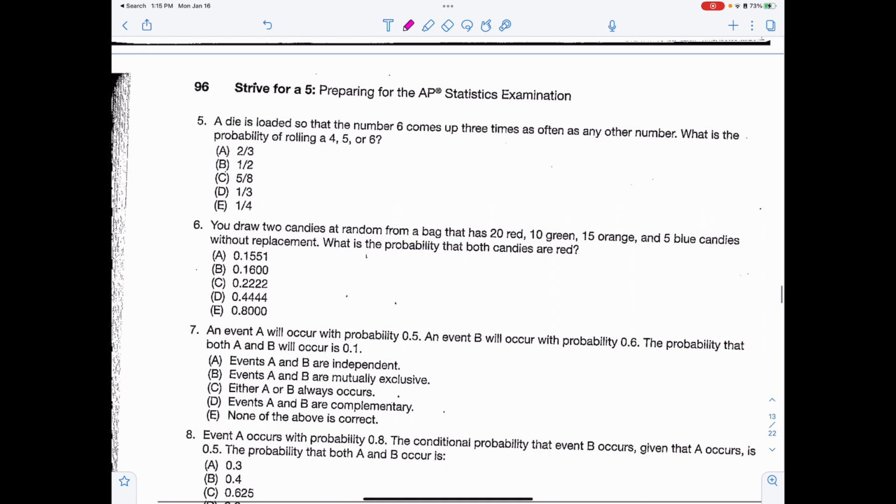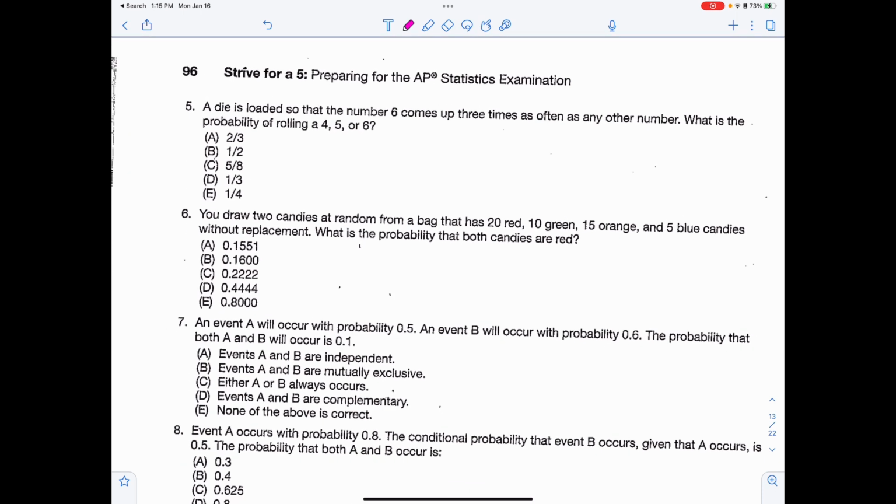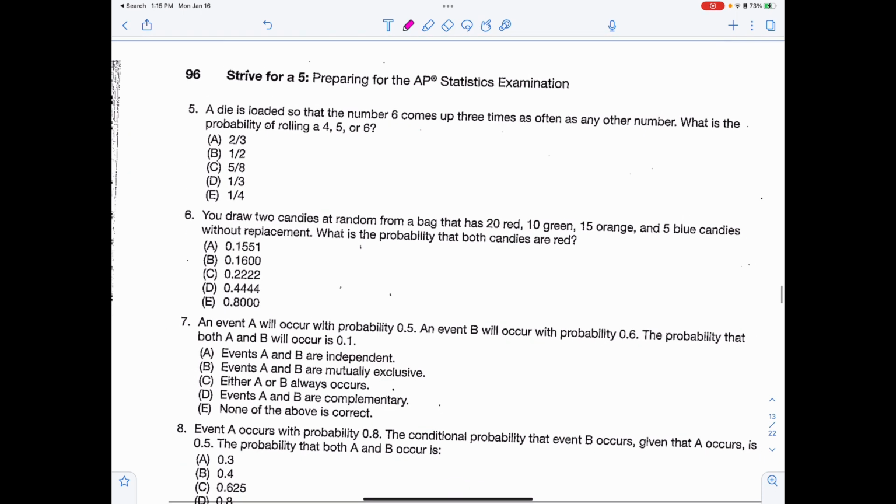A die is loaded so that the number 6 comes up 3 times as often as any number. What is the probability of rolling a 4, 5, or 6? All right, so this is my die basically, 1, 2, 3, 4, 5, 6, 6, 6. So I have 1, 2, 3, 4, 5, 6, 7, 8. Really what it's describing is an 8-sided die because this has a 1/8 probability. All of these have each a 1/8 probability, but 6 has a 3/8 probability. So that's showing a situation where it's 3 times as much.